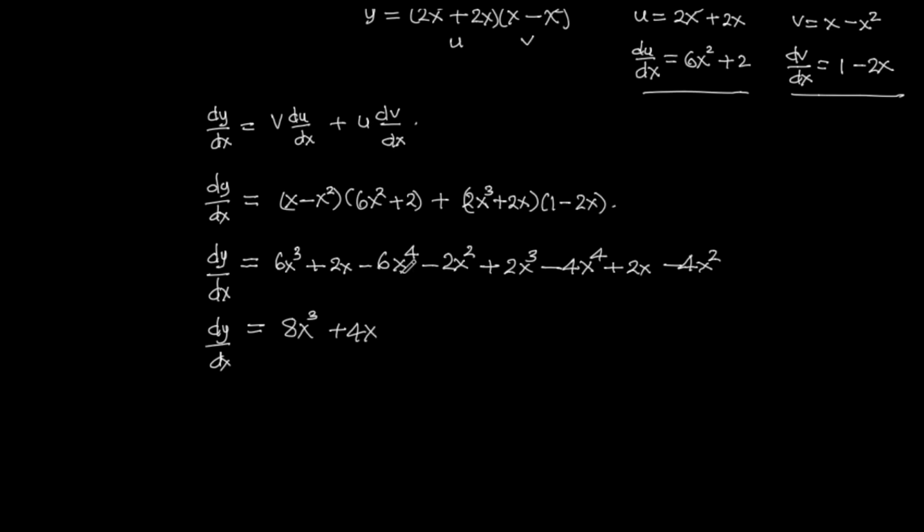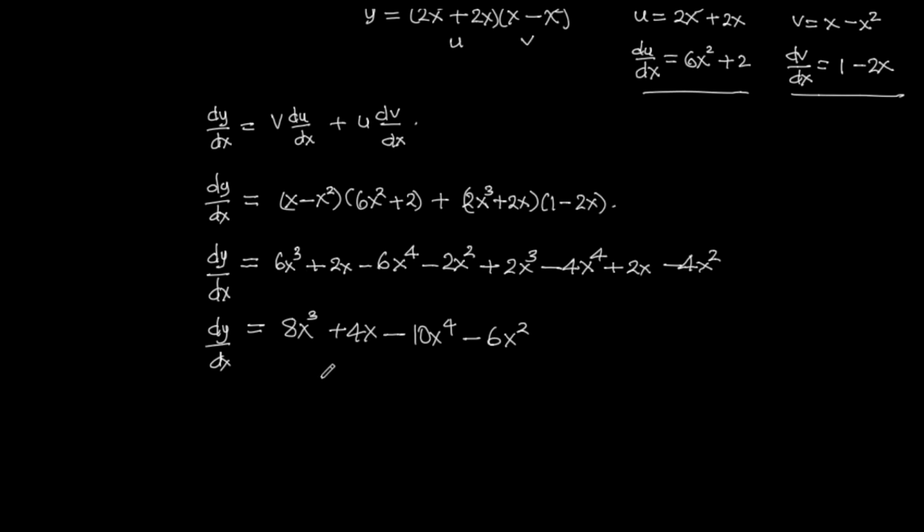Let's move to the power of 4, and we have negative 6x to the power 4, then negative 4x to the power 4. Since they have the same sign, we maintain the same sign. So we have 10x to the power 4. Then we move to the power 2, where we have 2x squared and negative 4x squared, making negative 2x squared. I think we've all dealt with them.